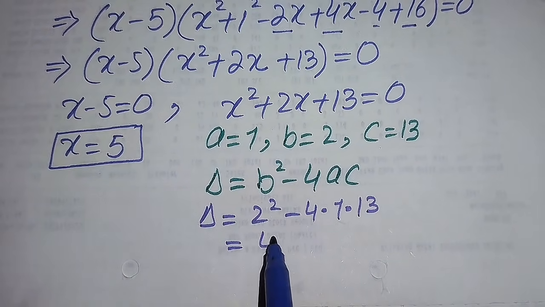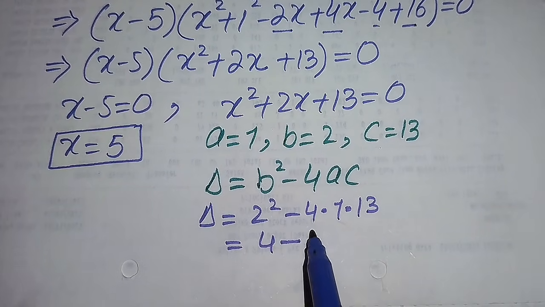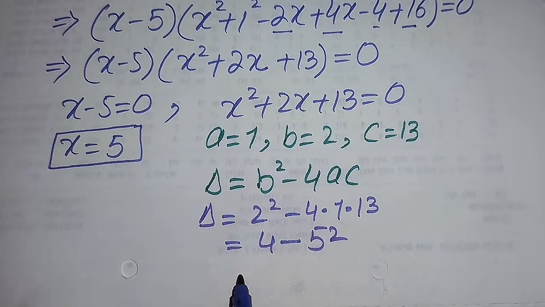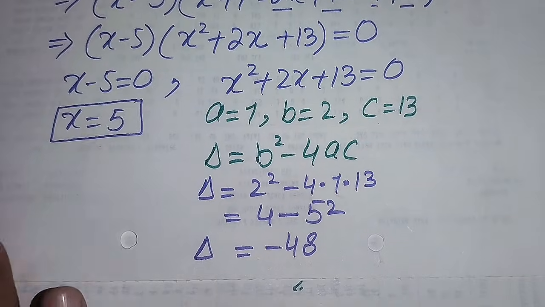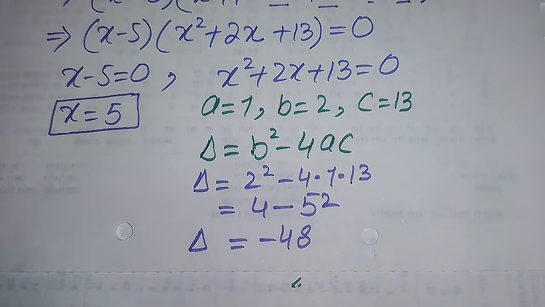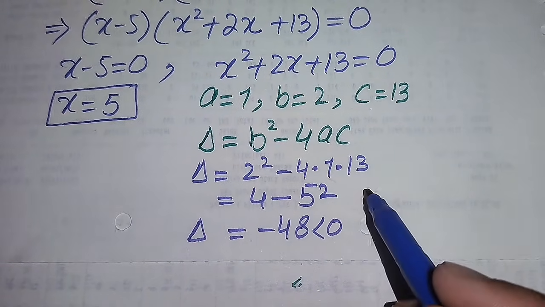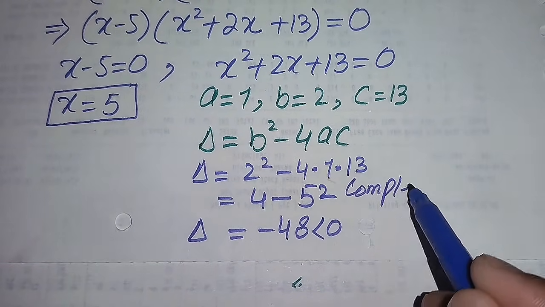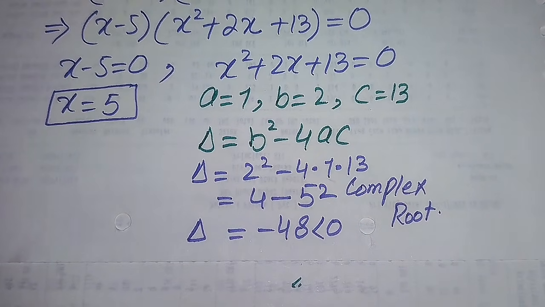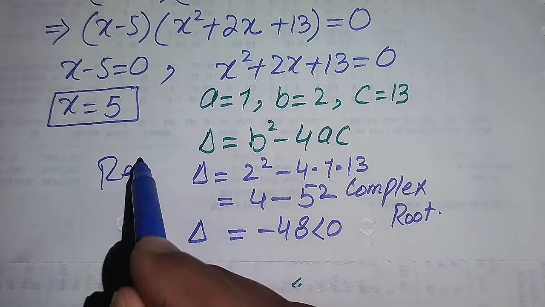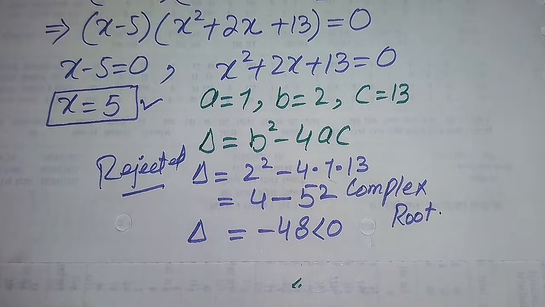And we have 2 squared becomes 4, and 4 times 13 is equal to 52, and here we easily get the value of delta equals minus 48. You see here, the value of delta is less than 0. It means that this quadratic equation gives us complex roots. Okay, so if this equation gives us complex roots, but here we need only real roots, so we reject this case. So here we have just one real root, that is x equals 5.